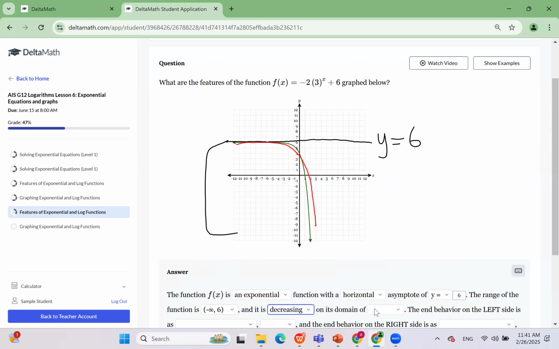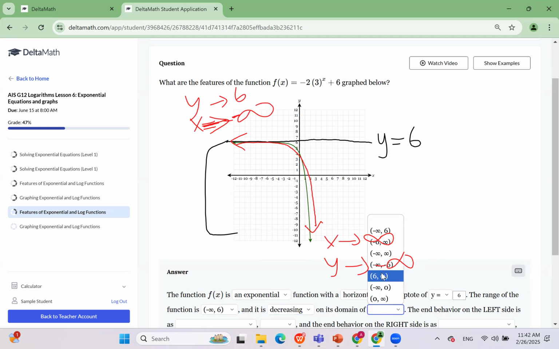And the domain means we have to get the end behavior of x. So here x approaches -infinity. Here x approaches +infinity. So I should use an arrow, not an equal. So x approaches -infinity. And on the right, it's moving to the right and down. So x is approaching +infinity and y is approaching -infinity. And here we said that y is approaching +6. So we're ready to fill everything else.